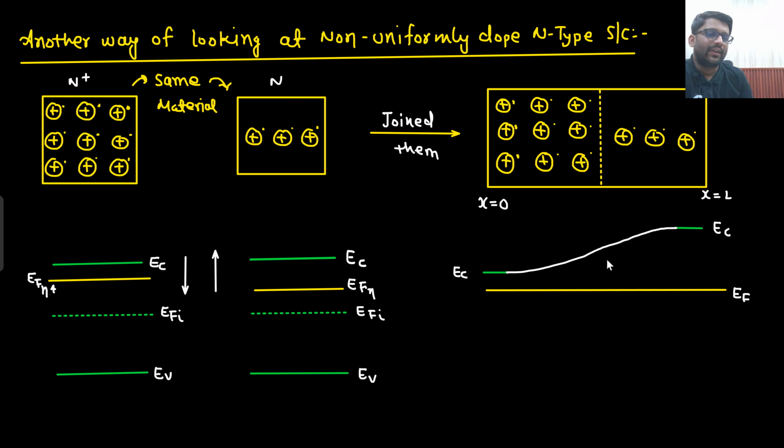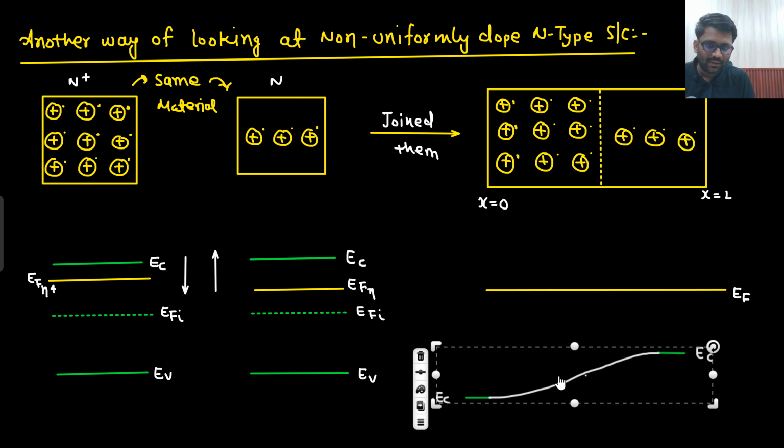When you find the slope, you will see that at the junction you get the maximum slope. Why? Because at the junction you will have the maximum electric field. So whatever kind of structure of EC you are getting, the same kind of structure of EFI you would get, and the same kind of structure of EV you would get. What I do is simply copy it.